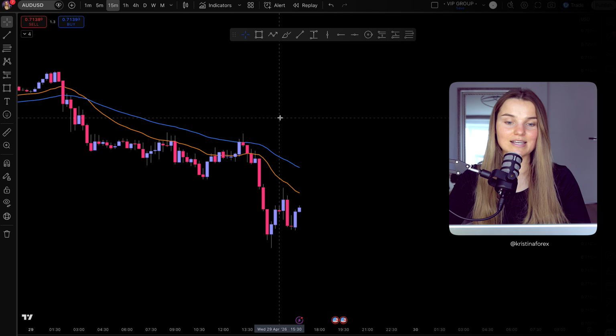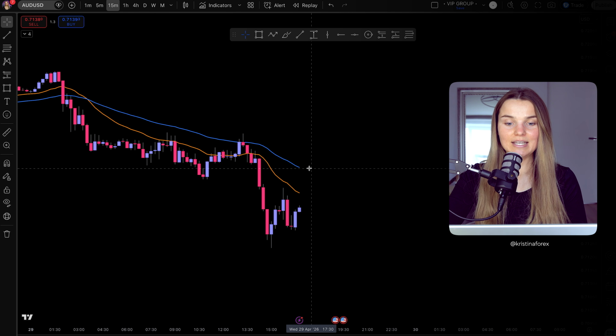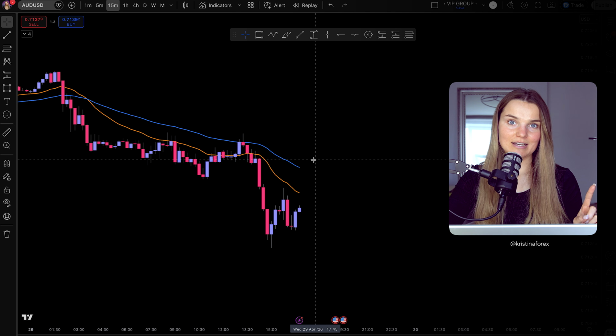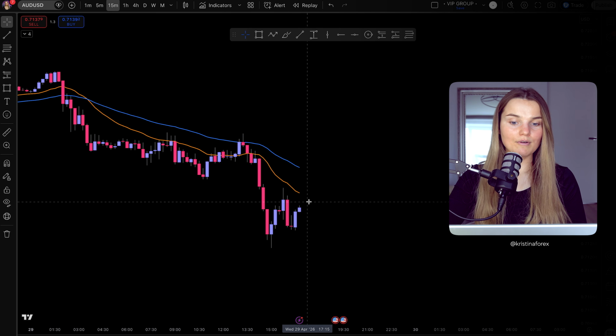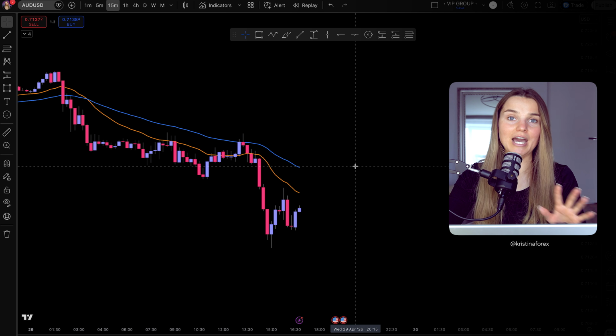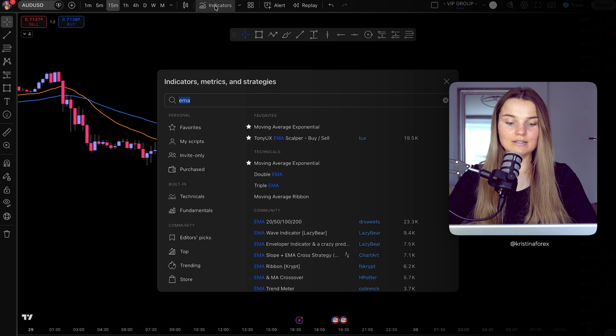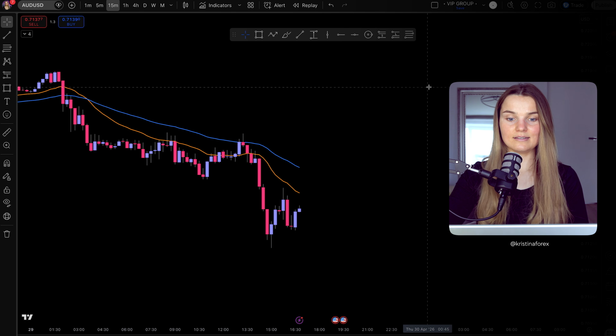So as you can see, I already have them on my chart. The blue line is the 50 exponential moving average and the orange one is 20. If you don't have them on the charts, simply click on indicators, type in EMA, double click on the moving average exponential, and adjust the settings accordingly.